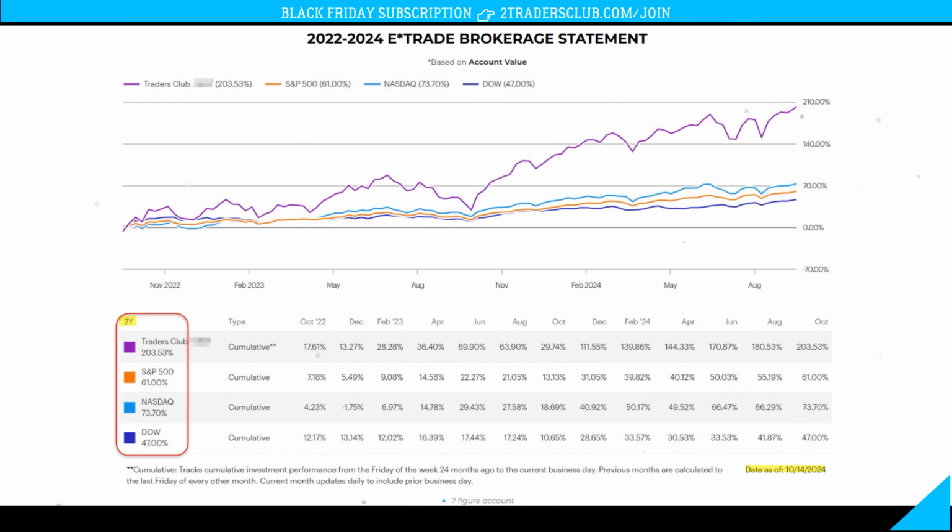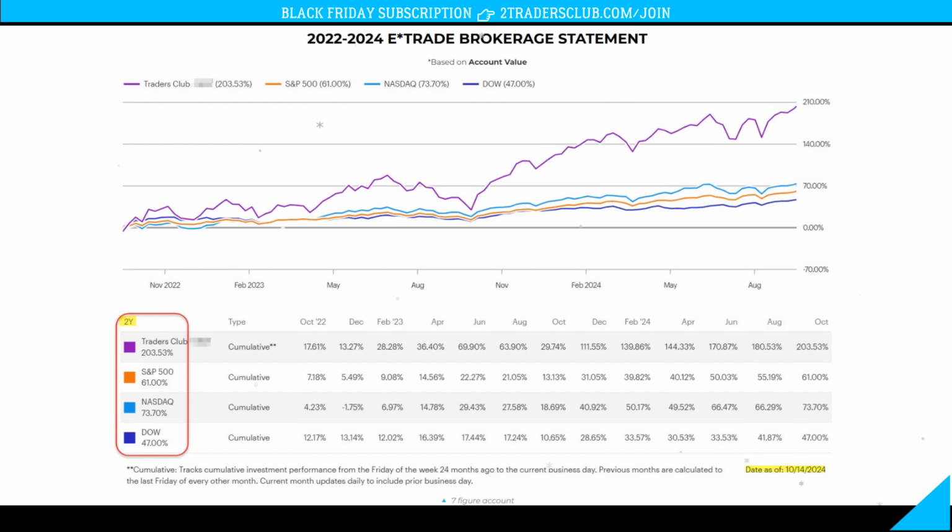This is from my E-Trade account again. It's a 7-figure account, so this isn't just some chump change or some little side account that I manage. This is a huge account. This is my main account where I actively manage my portfolio.